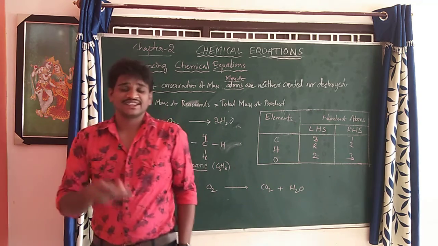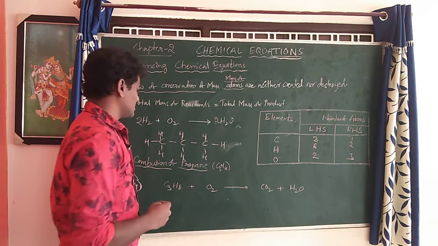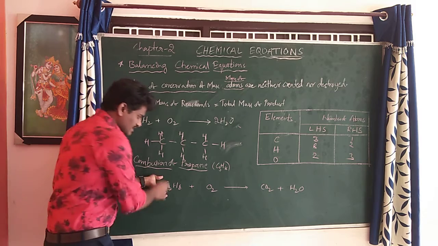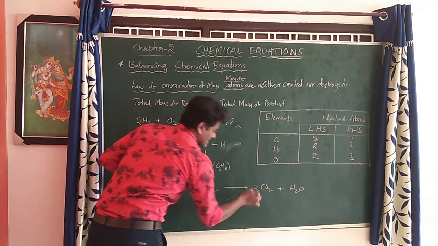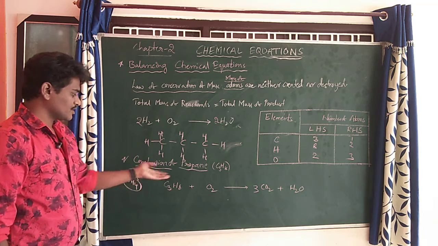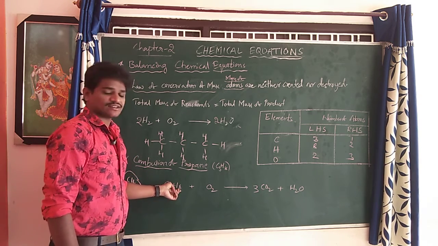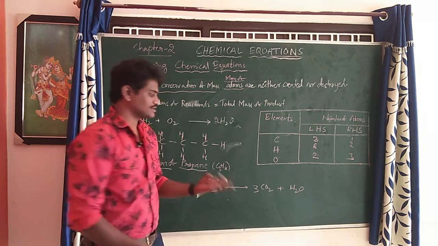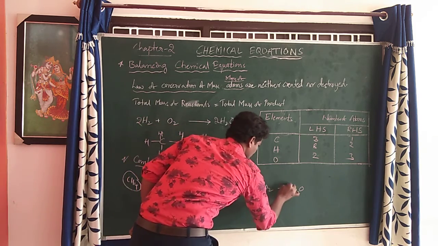Next we go for the hit and trial method. For example, here 3 carbon atoms are there. You can write the 3 here, 3 carbon dioxide molecules. Then what will happen? Go for the hydrogens. Here 8 hydrogens are there. Here 2 hydrogens. 2 4s are 8. So you have to write 4 here.